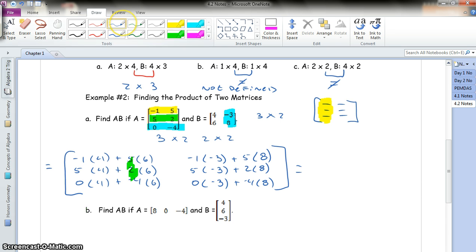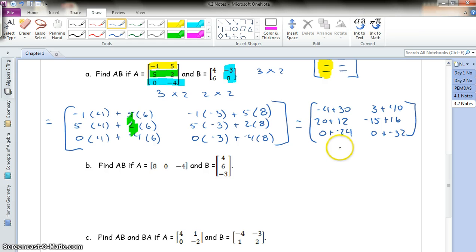Alright, so now all we do is do the math. Negative 1 times 4 plus 30 gives me negative 4 plus 30. Now I'm here. 5 times 4 is 20 plus 12. 0 plus negative 24. So to the second row, negative 1 and negative 3 give me 3 plus 40. Negative 15 plus 16. And 0 plus negative 32.